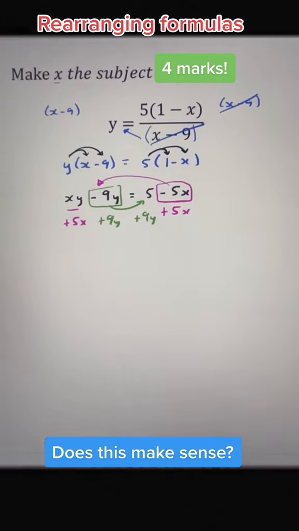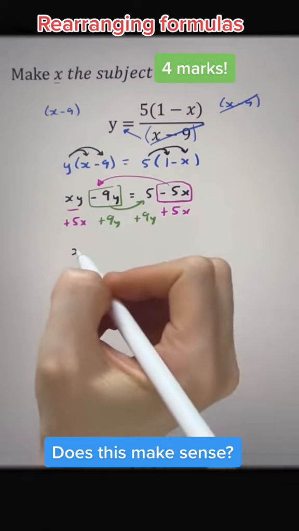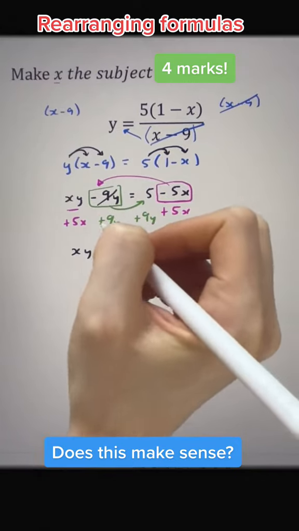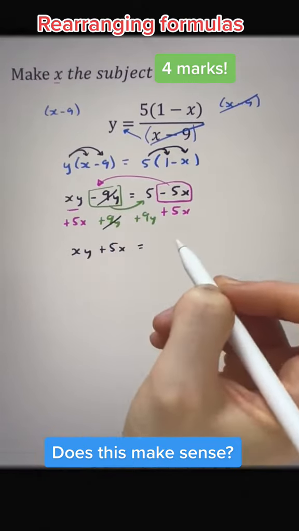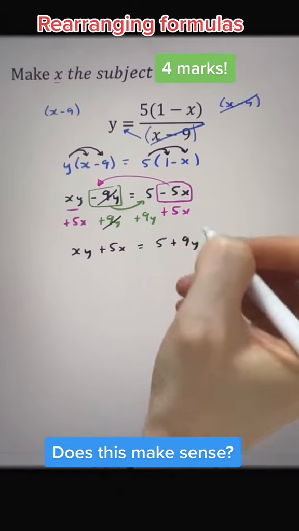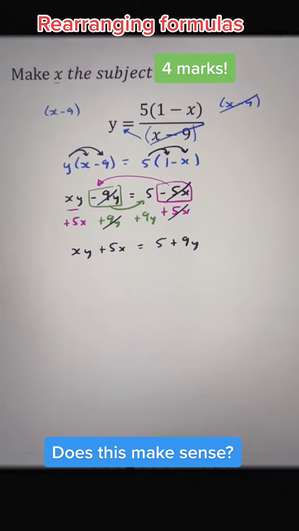Collecting like terms, on the left-hand side, I have xy plus the 5x that's crossed. I know that negative 9y, add 9y will cancel. And on the right-hand side, I've got 5 plus 9y. As negative 5x, add 5x will cancel.